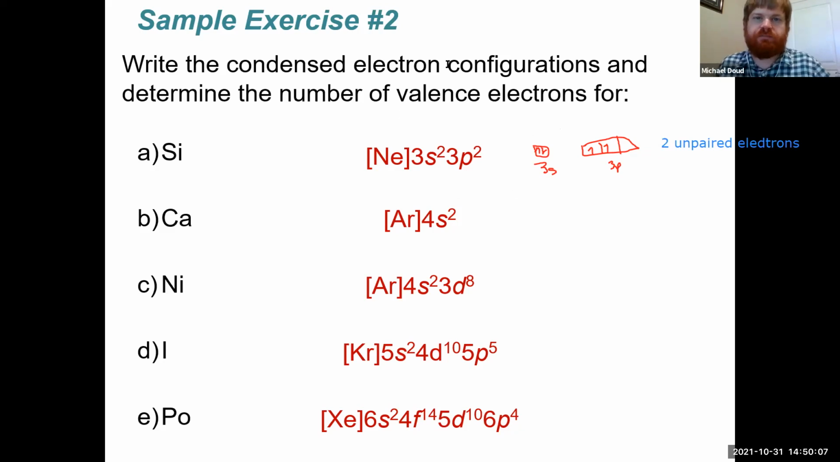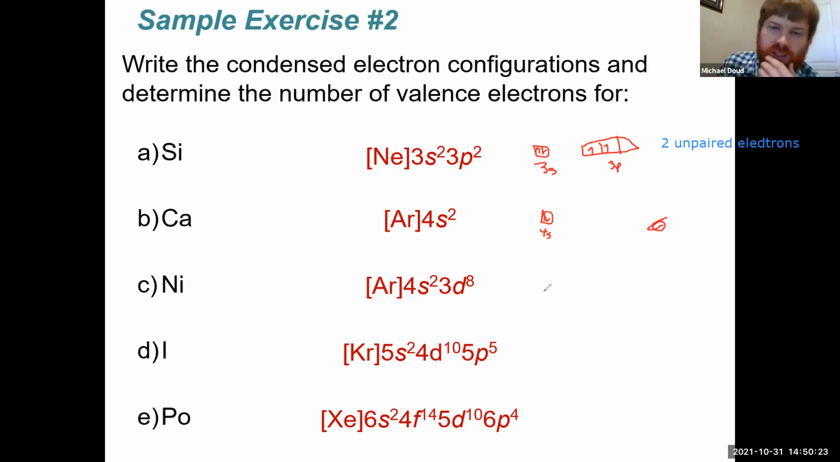Okay, next up, calcium. Calcium's pretty easy, right? It just is 4s2, so that means you have a filled 4s subshell. So 0 unpaired electrons.